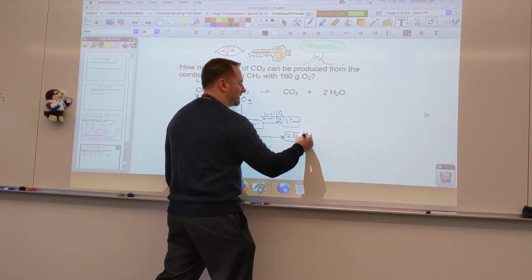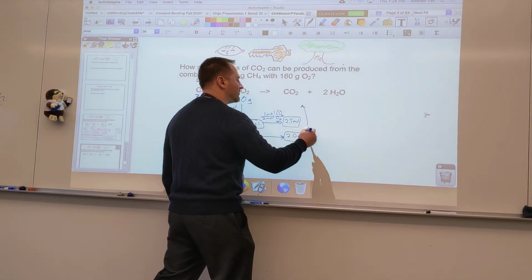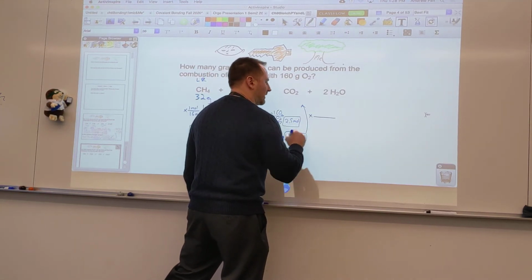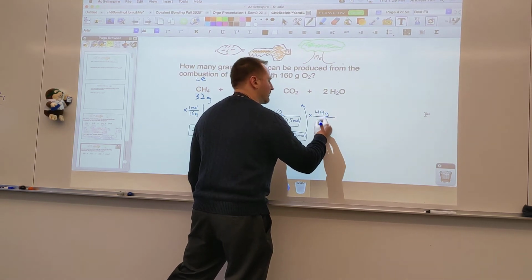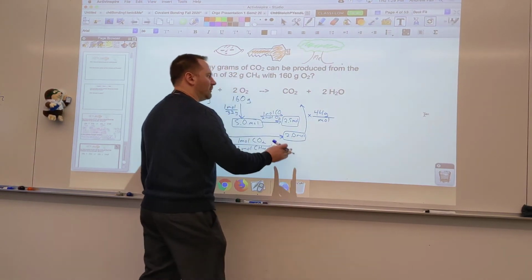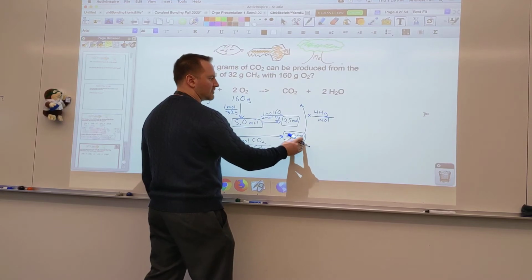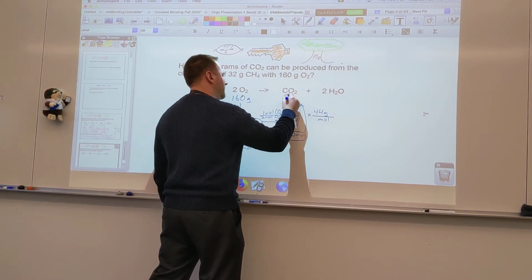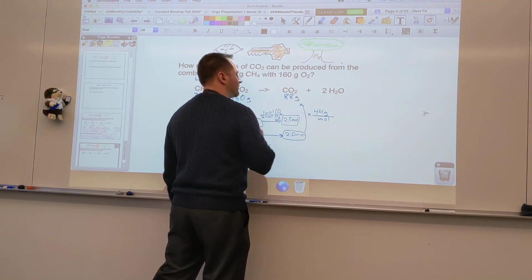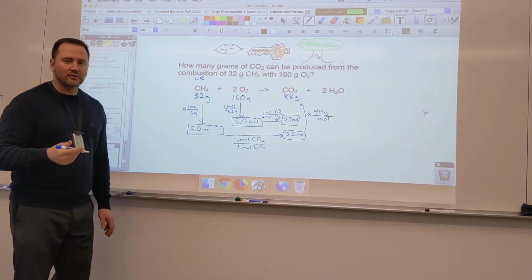And then once you have that, you can convert that back up to grams by multiplying by the molar mass of carbon dioxide, which in this case, well, in any case, it's 44 grams per mole. So if I'm able to make 2 moles of carbon dioxide, and its molar mass is 44 grams per mole, that means that we could make 88 grams of CO2, and that would answer the question.